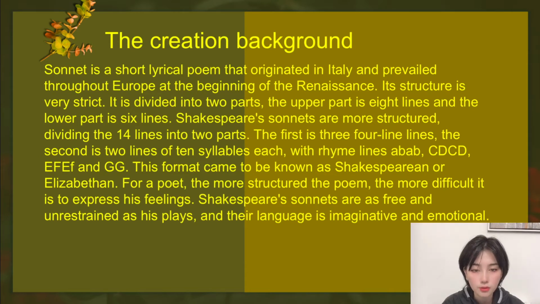dividing the 14 lines into two parts. The first is three groups of 4 lines. The second is 2 lines of 10 syllables each, which rhyme ABAB, CDCD, EFEF, and GG. This format came to be known as Shakespearean or Elizabethan. For a poet, the more structured the poem, the more difficult it is to express his feelings. Shakespeare's sonnets are as free and unrestricted as his plays, and their language is imaginative and emotional.